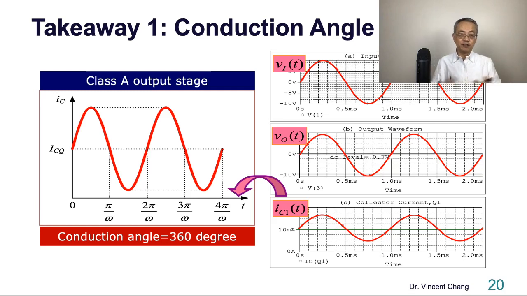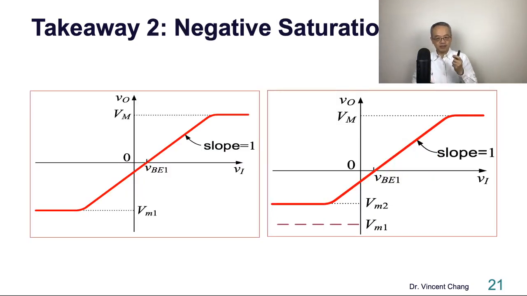And I used the metaphor. I said, in our life, you have the mountain, you have the valley, but it's still alive. Never give up, right? Conduction angle 360 degrees. So now you see this. It's fully on. So the definition of Class A is the first takeaway. I use the simulation to make the connection of the real case and our definition of Class A.